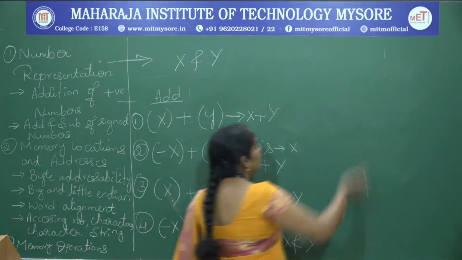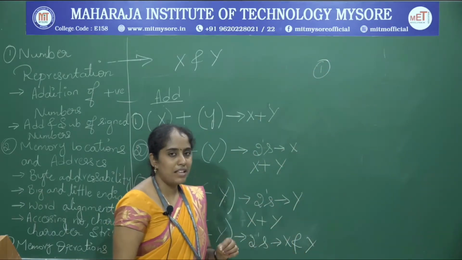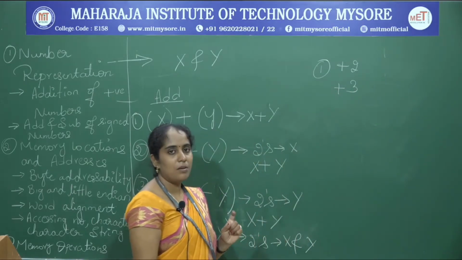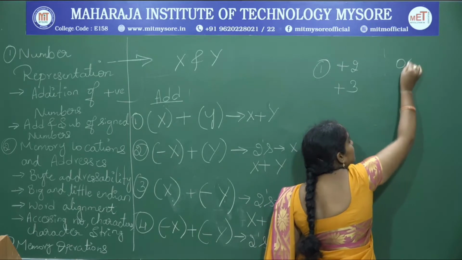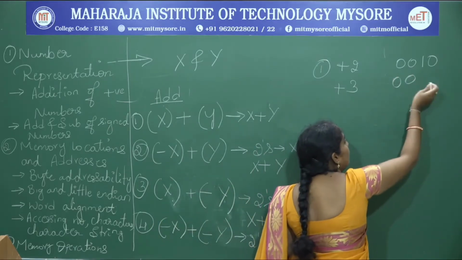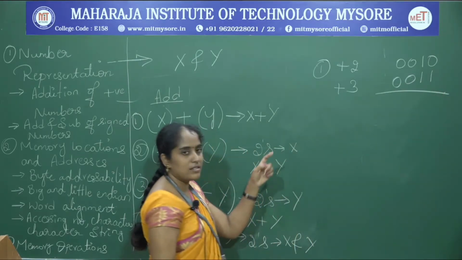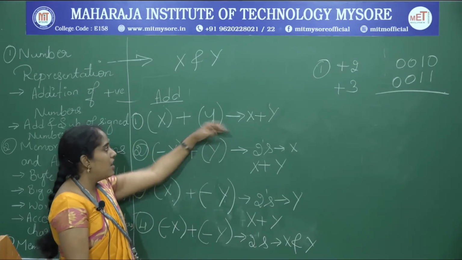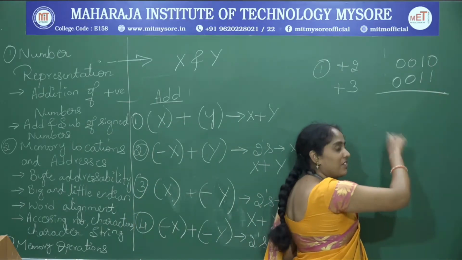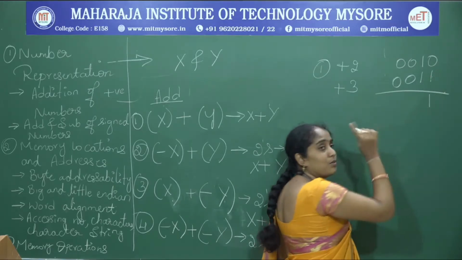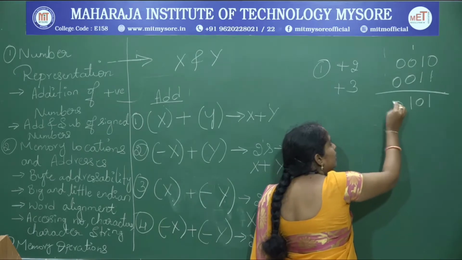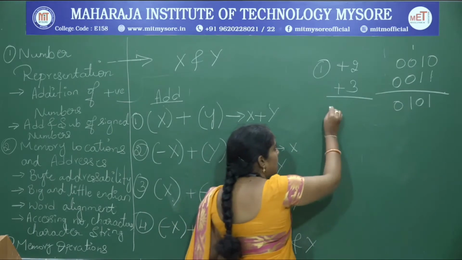Okay, take an example. For the first one, plus 2 and plus 3. How to represent plus 2? It is 0 0 1 0. Next, plus 3 is 0 0 1 1. Both numbers are positive, so we are using the first formula: add x plus y. So 0 plus 1 is 1, and 1 plus 1 is 0 and carry 1. Now 1 plus 0 plus 0, it is 1, and the top bit is 0. So here 3 plus 2 is plus 5.